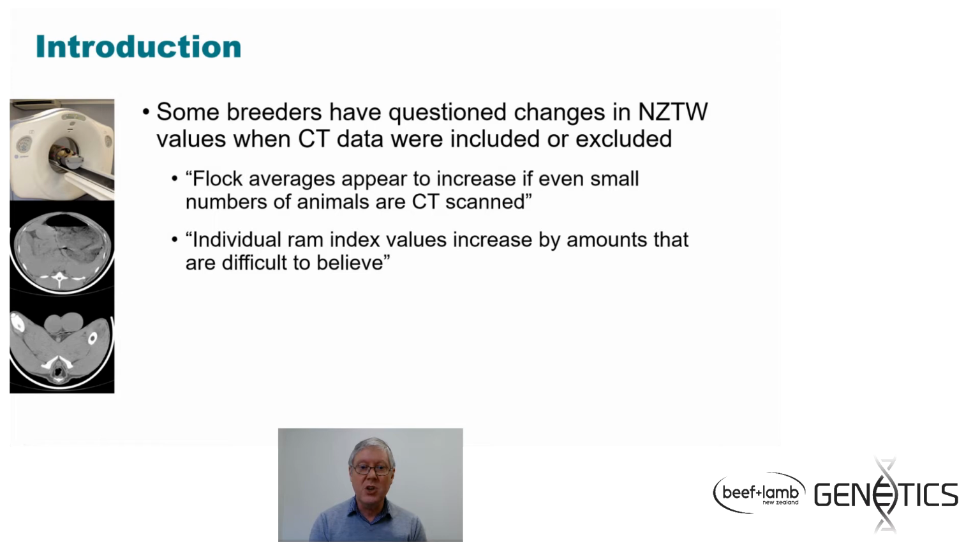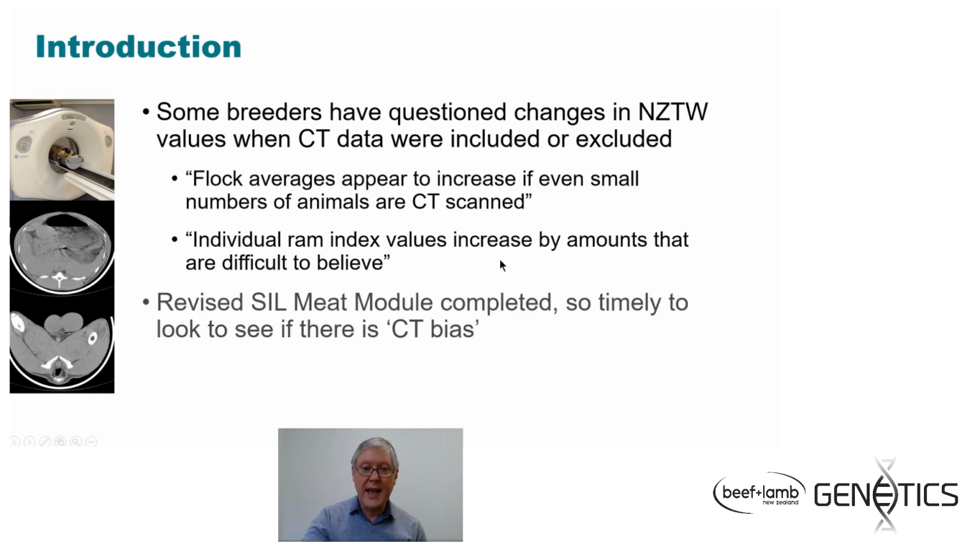And the things that they've observed are that the flock averages appear to increase even if only small numbers of animals are CT scanned. So there's a flock effect, and they also see that individual ram index values increase by amounts that they find difficult to believe. You know, it seems too good to be true. So there's a flock difference and in individual rams that can appear to be extreme. So we've had a look at the data.